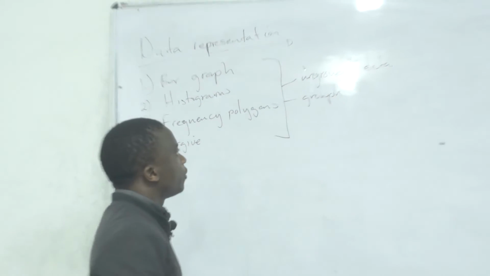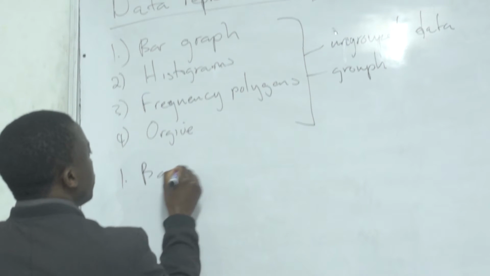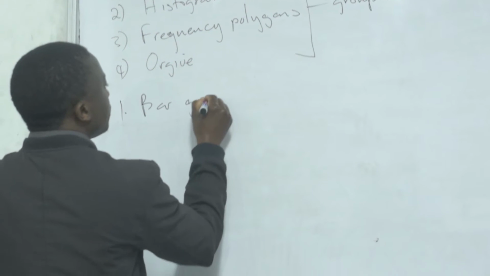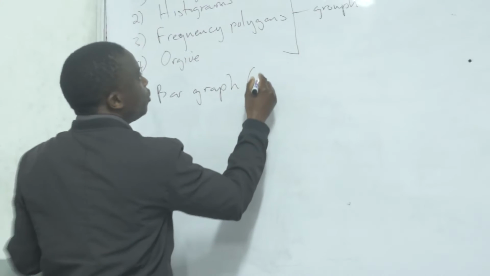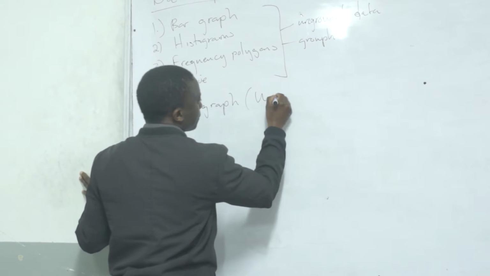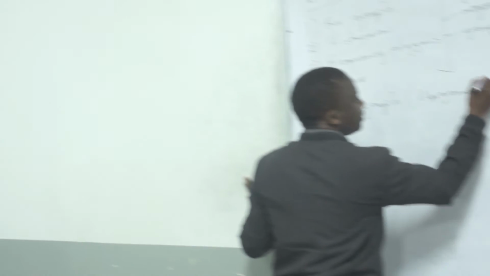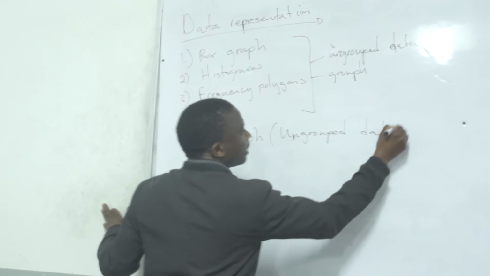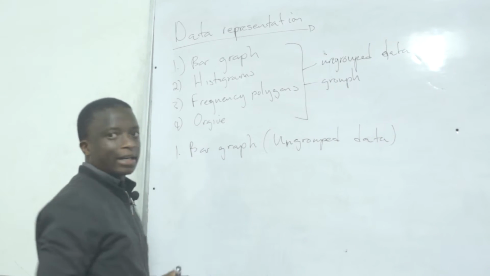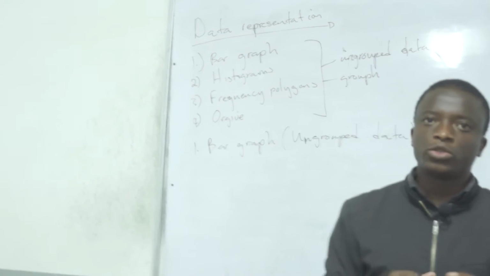The first one is a bar graph. What do we have in a bar graph? A bar graph usually is used to represent ungrouped data. So whenever you have ungrouped data, you can come up with a bar graph so that you are able to see which type of information you have.